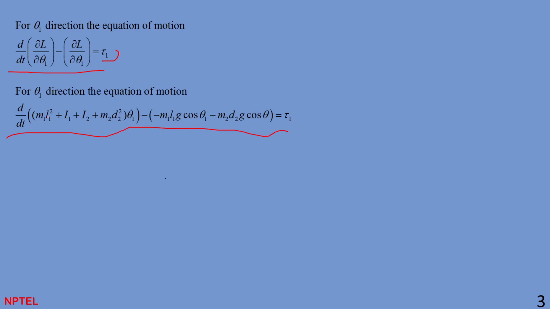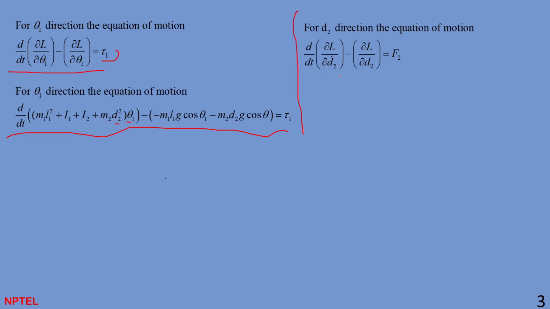And when you differentiate with t again, please do remember there is this d2 term, the d of 2 square term. There are two variables, so please do apply the product rule. And again for the second link, you need to replace q with d2. Here it will be force, not torque, because that's a prismatic joint. You need to apply a force in order to move that link. So when you do this partial differentiation, this is what you will get.